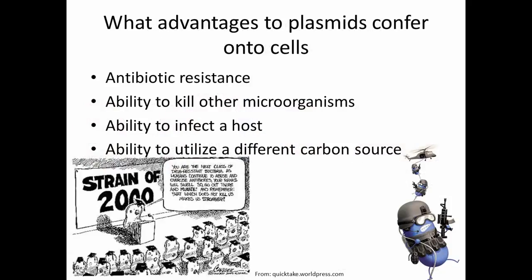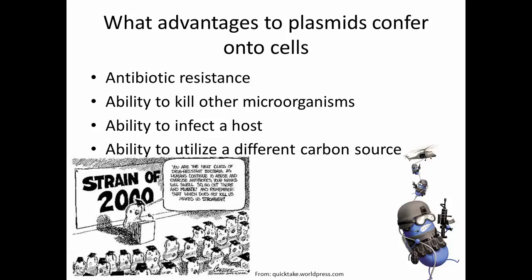Okay, so there are various advantages to having a plasmid if you're a bacterium. One, and probably the most popular one, is antibiotic resistance. Plasmids can sometimes confer the ability to kill other organisms. They have what are known as bacteriocins on them, which are bactericidal compounds that are made.